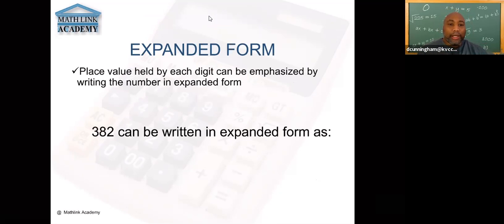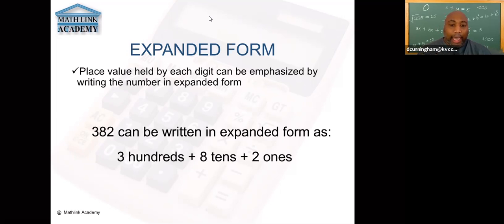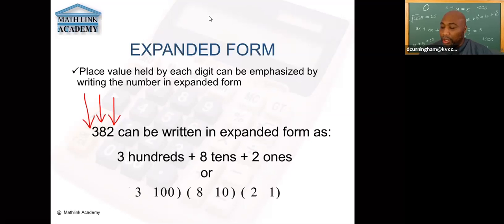Let's look at this number here. It's 382, and as we expand it, it can be written as 300 plus 8 tens plus 2 ones. Again, notice the place values of what we have here. We have the 2 being in the ones, the 8 being in the tens, and the 3 being in the hundreds.